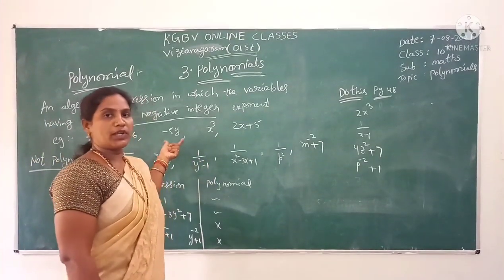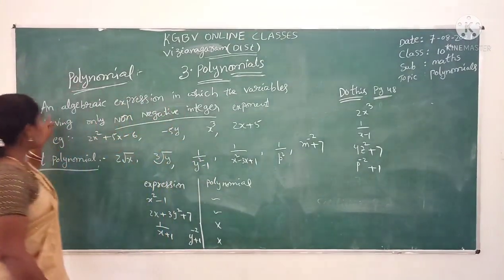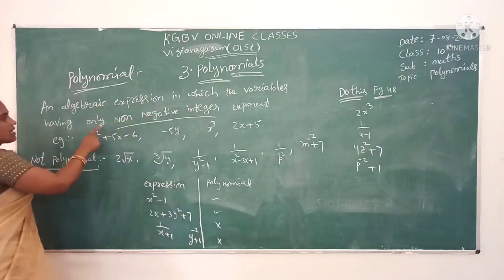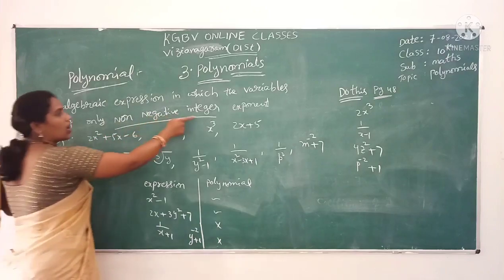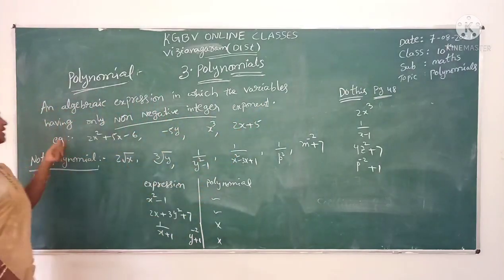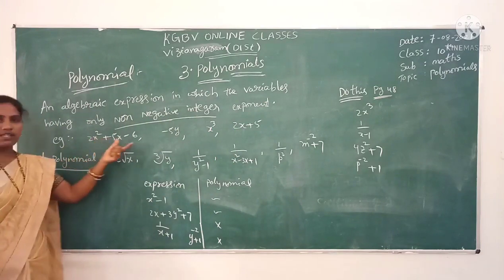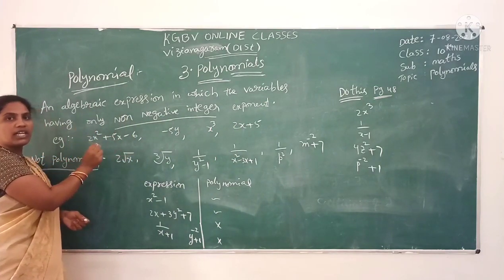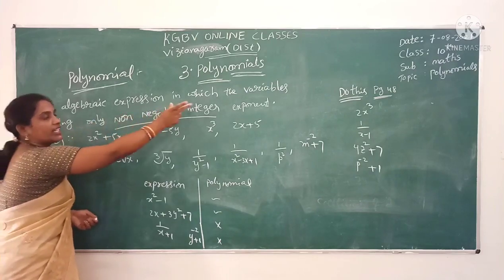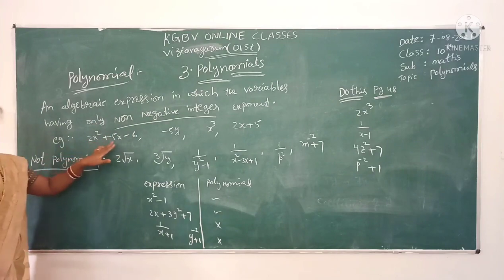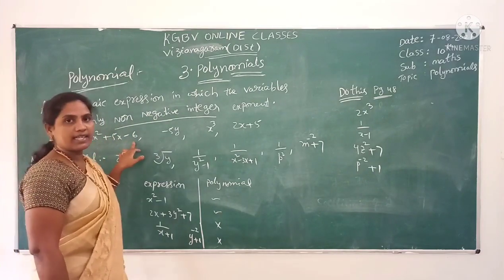What is a polynomial? An algebraic expression in which the variables have only non-negative integer exponents. For example, 2x square plus 5x minus 6.